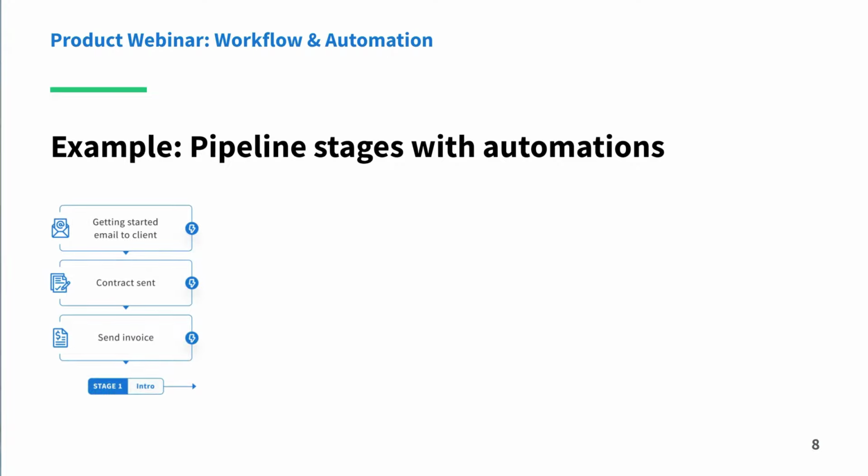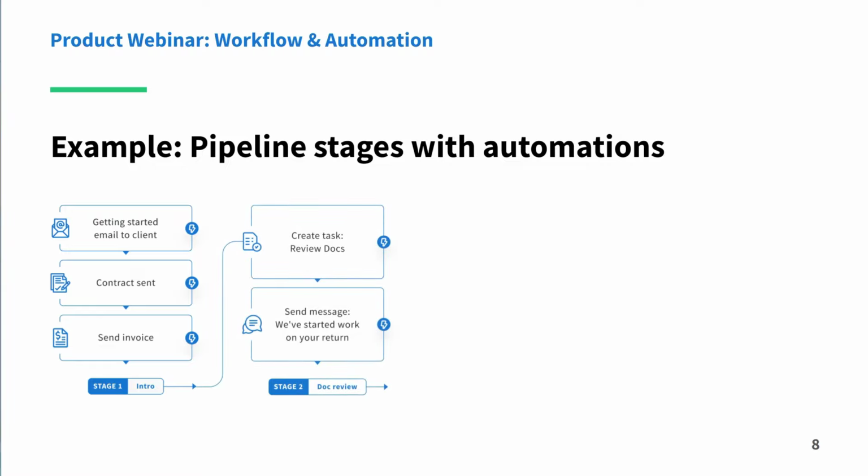A new pipeline begins, and to complete what's in stage 1, you will have to email a client some information, send out a contract for the customer to sign, then send the invoice so you can get paid. Once those items are complete, it moves automatically, if you wanted to, over to stage 2, where some new tasks will be created for your team to complete, and an email can be sent to let them know that you've started the work.